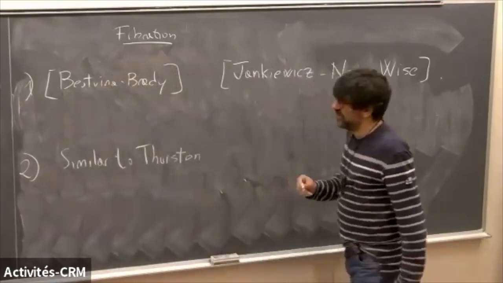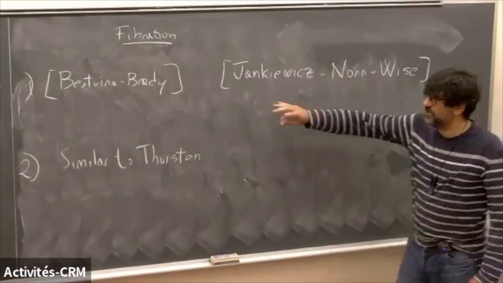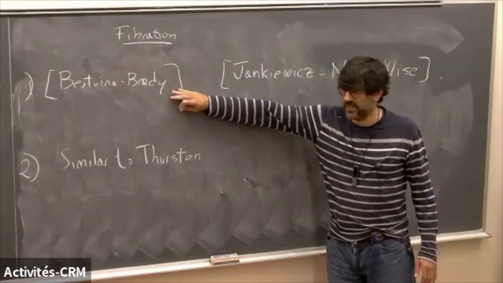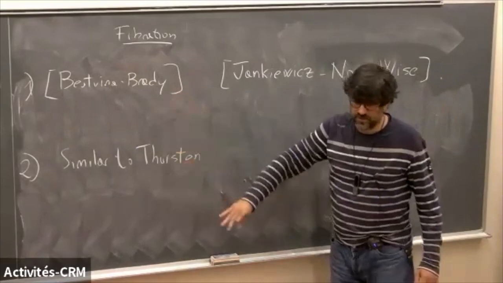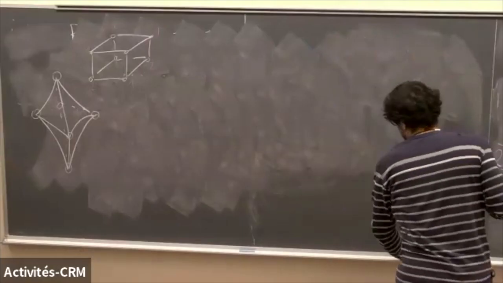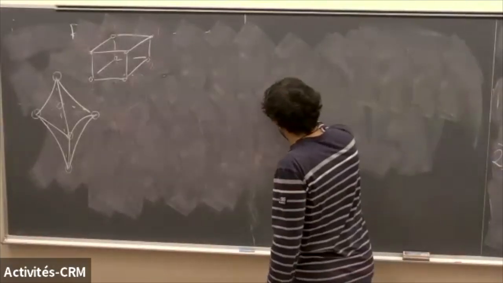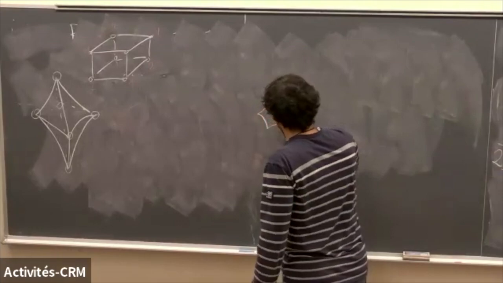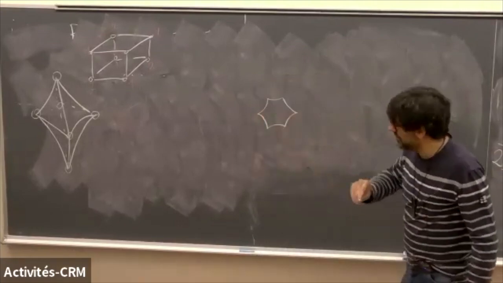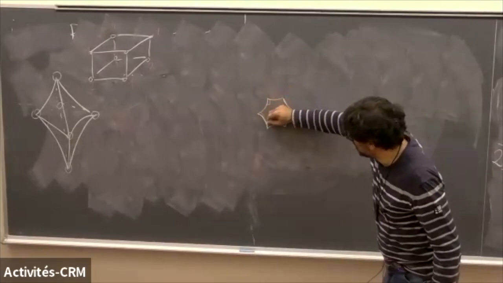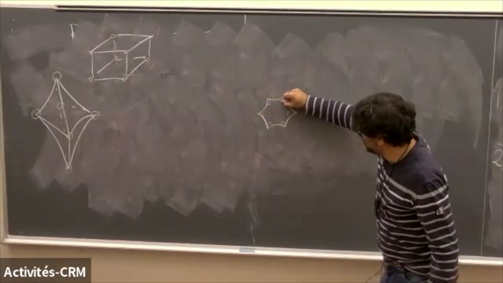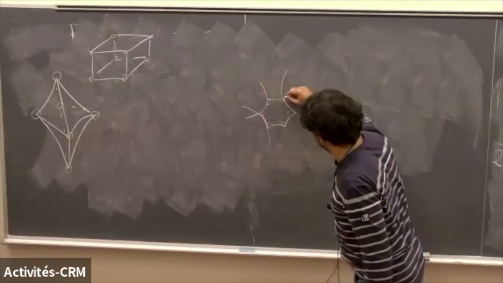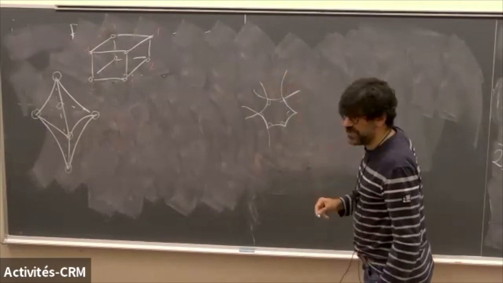Okay, so since you already know Bestvina-Brady theory, I think I will have the time to sketch both approaches. The first thing to note is the following. Whenever you have a manifold which is tessellated into right angle objects of any kind, like hexagons, for instance, dually you have a cubulation.